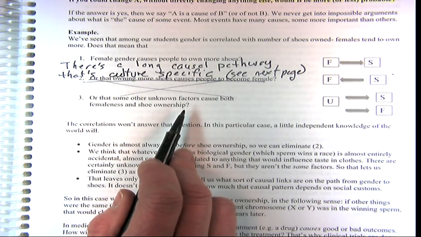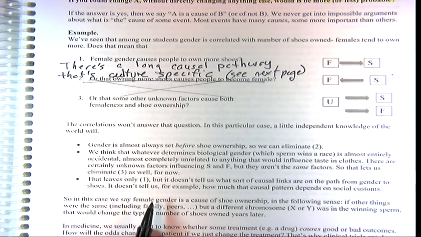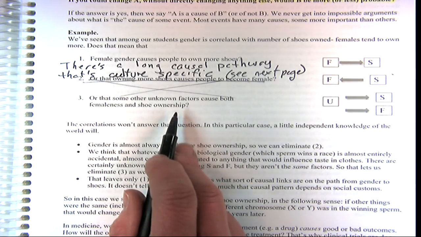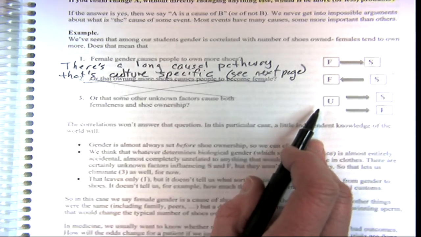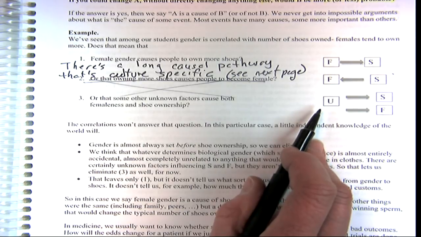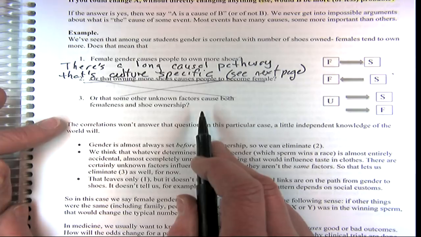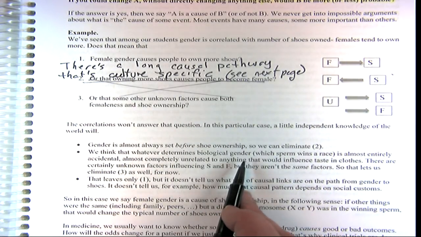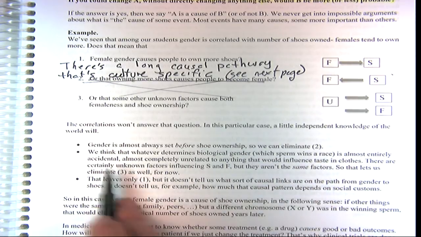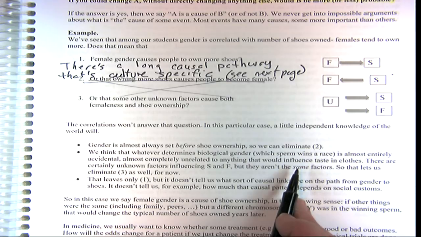Well, what causes you to be female? What causes you to be female is just which random sperm happened to hook up with the egg, right? So that's not going to have anything to do with shoe ownership. Whatever determines biological gender, which sperm wins a race, is almost entirely accidental. And it's unrelated to anything that would influence your taste in apparel.